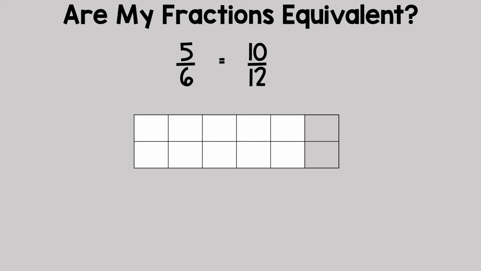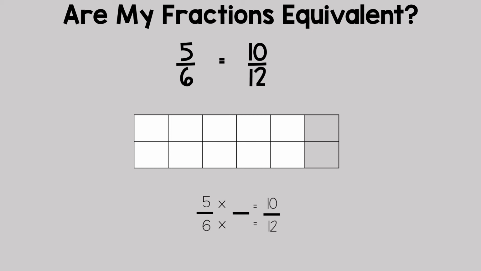I could also do this mathematically. I could set this up like this, 5/6 times something over something equals 10/12. Well, we know that the numerator and the denominator have to be the same. We have to multiply it by either 2 halves, 3/3, 4/4. We have to multiply it by 1 whole to find an equivalent fraction.